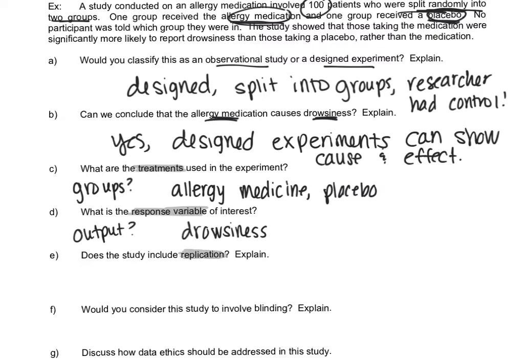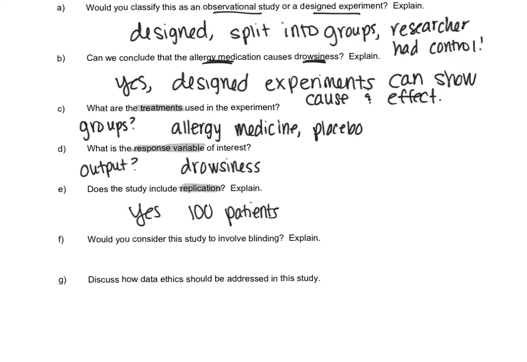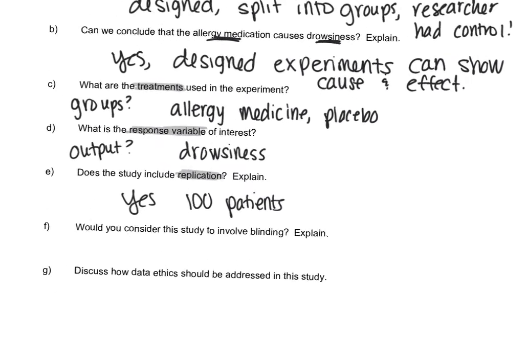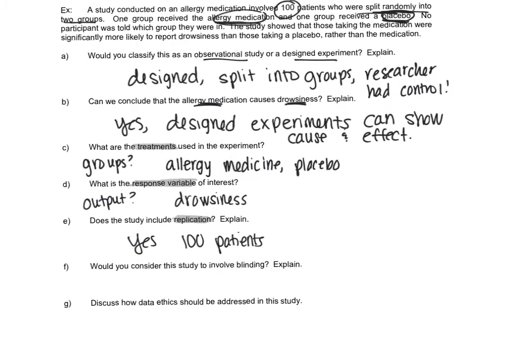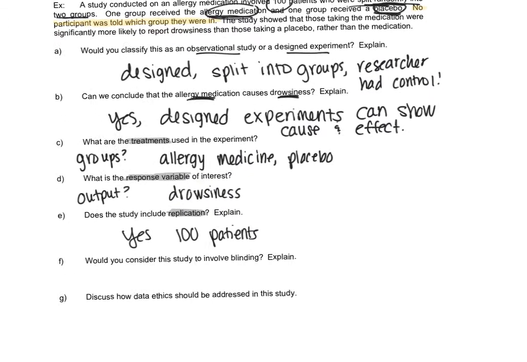Replication, this one's an easy word. Just is it being repeated? Yes, because there's 100 patients. It was more than one patient, specifically 100. I said 1,000, sorry, 100 patients. And then is there blinding? Let me zoom out a little so we can go back to the top. And the reason I know there's blinding is because it says no participant was told which group they were in. So we don't know if we're receiving the medicine or the placebo. So that is called single blind.